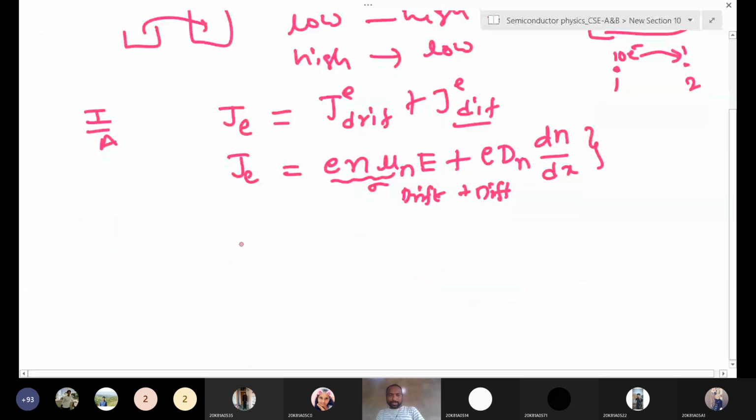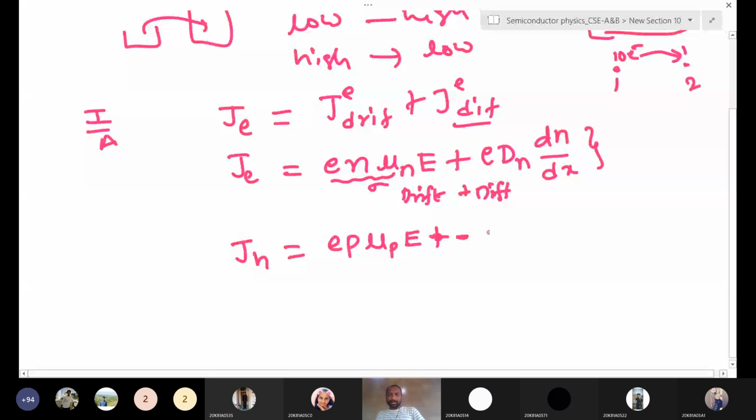Similarly, holes you can also write the same way. Here e is the charge, and p is the hole concentration, or you can say density of holes. Then mu p is the mobility of holes. Mobility explains how easily electrons and holes move from one place to another within the semiconductor. Here you write a minus.